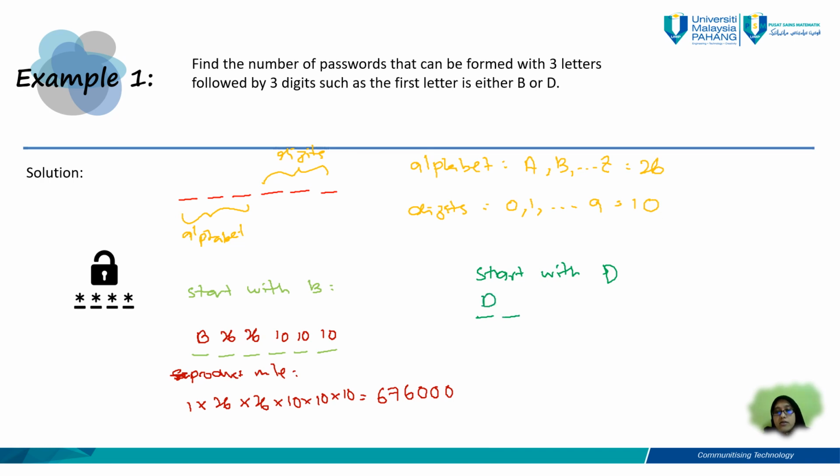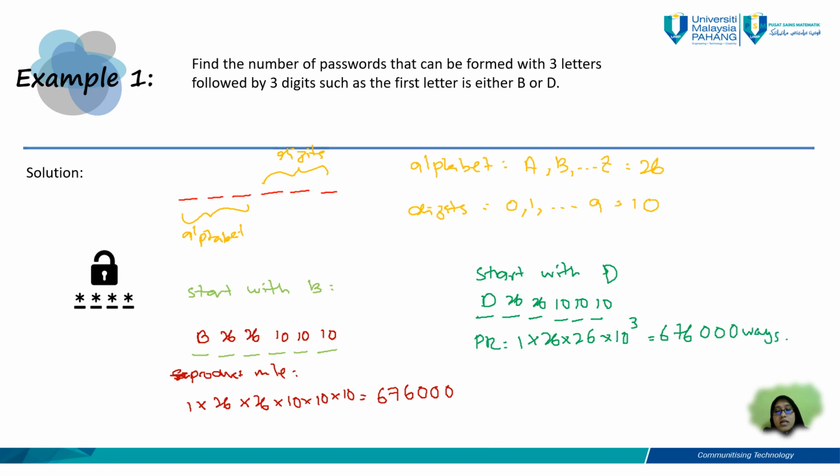How about the second place? Alphabet, and since it can be repeated, we have 26 ways. Same goes for the third place, 26 ways. Then the last 3 places are for digits and can be repeated, so we have 10, 10, and 10. By using the product rule, we have 1 multiplied by 26, multiplied by 26, multiplied by 10 to the power of 3. So we will have 676,000 ways.